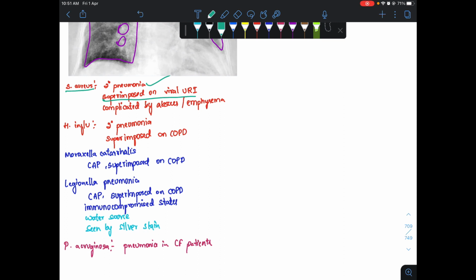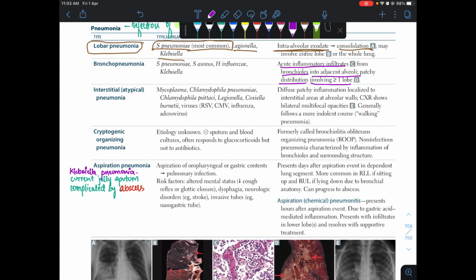Next organism we have is Pseudomonas aeruginosa, and this causes pneumonia in cystic fibrosis patients. Next we have interstitial pneumonia.